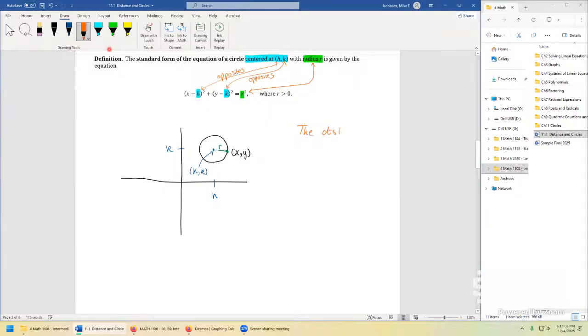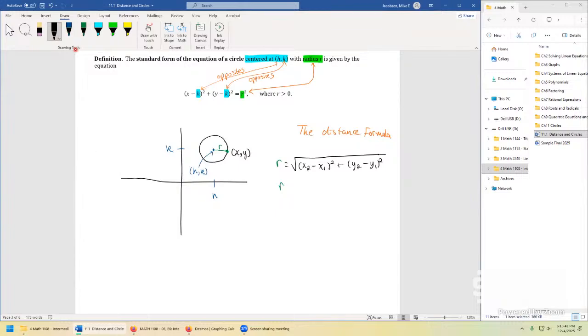The distance formula says r, our radius, which is just a fancy distance, is going to be equal to the square root of x2 minus x1 squared plus y2 minus y1 squared. All I've done so far is just write down the equation of that circle.